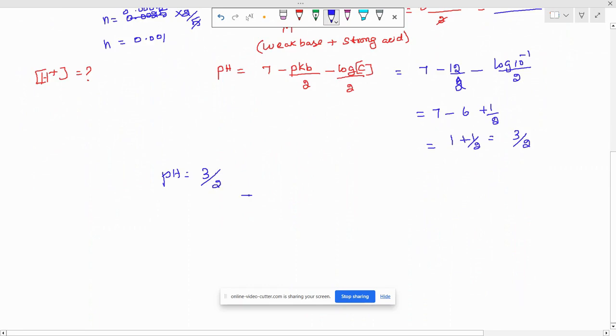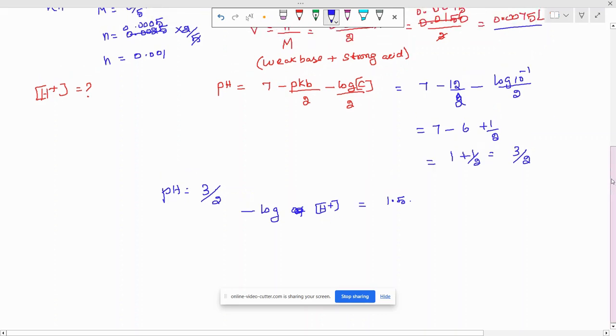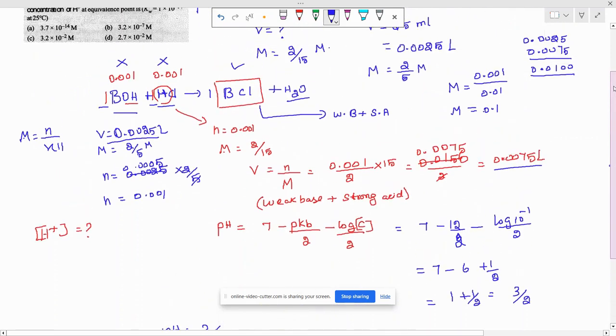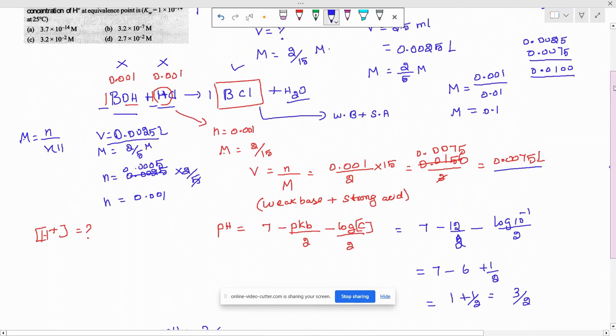So pH is nothing but negative logarithm of H plus ion concentration, and that will be 3 by 2. That is 1.5. So what may be the H plus value? It will be difficult, right? So let us check with the help of the choices. So what are the choices? 3.7 into 10 to the power minus 14 and 3.2 into 10 to the power minus 7. Let us check everything. But here 1.5 is there, right? So 1.5 means how it will be possible?